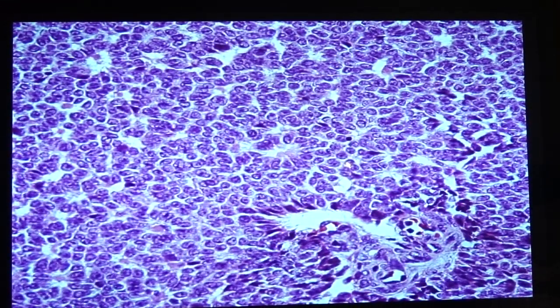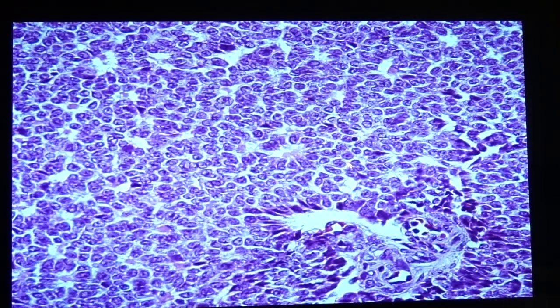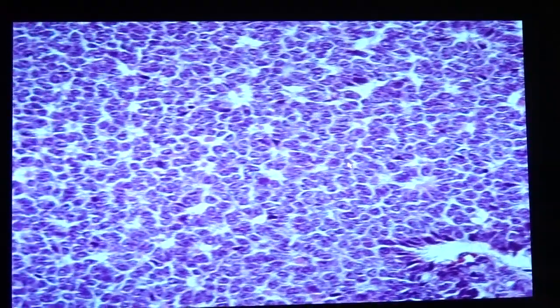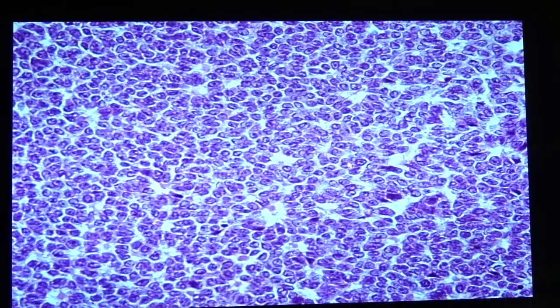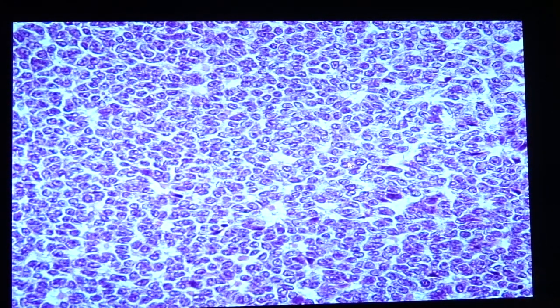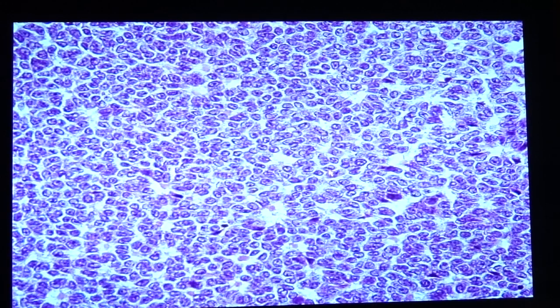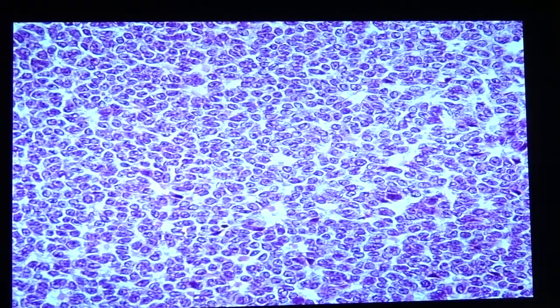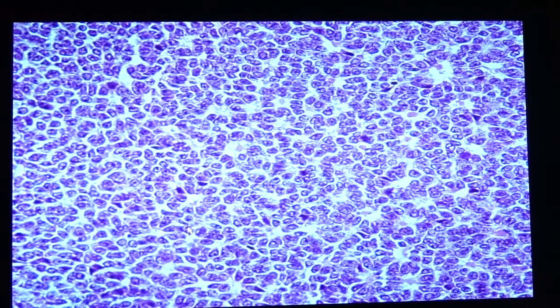And then we look into the individual cells. You can see that they have an open nucleus, meaning they are vesicular, and prominent nuclear grooves at the center of the nucleus, giving them a coffee bean appearance. It also shows follicle formation, which we call Call-Exner bodies. It is very easy to identify the Call-Exner body.